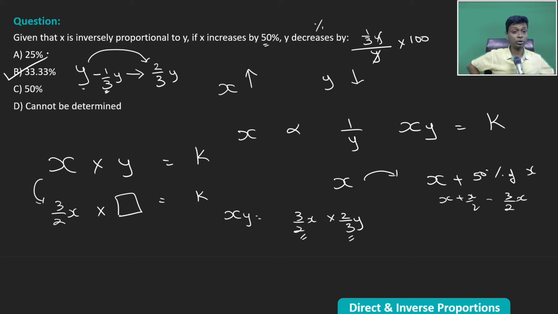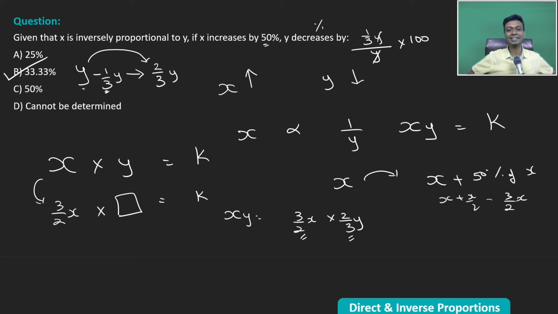Wonderful, fabulous question. Key thing to remember here is that if x increases by 50%, this does not mean y will decrease by 50%. X increases by 50%. X will become 3 by 2 of what it was. Y should become 2 by 3 of what it was, or y falls by 1/3. 1/3 means 33.33%.